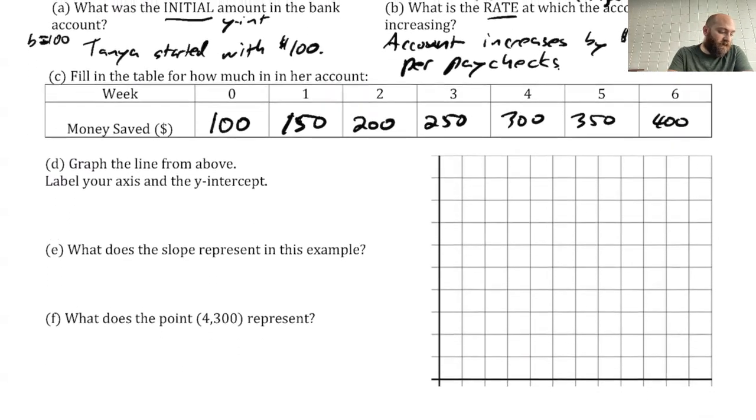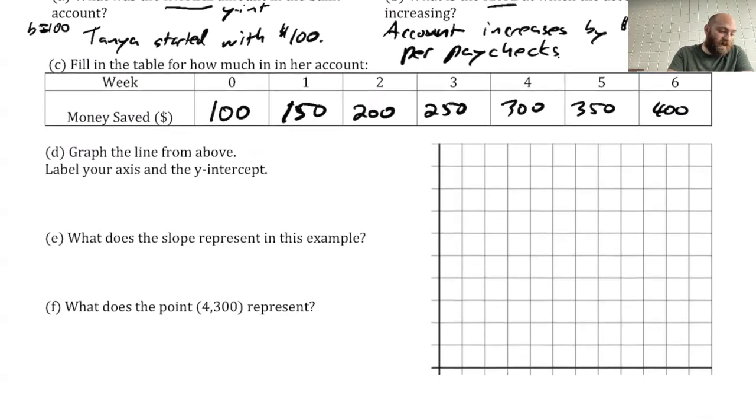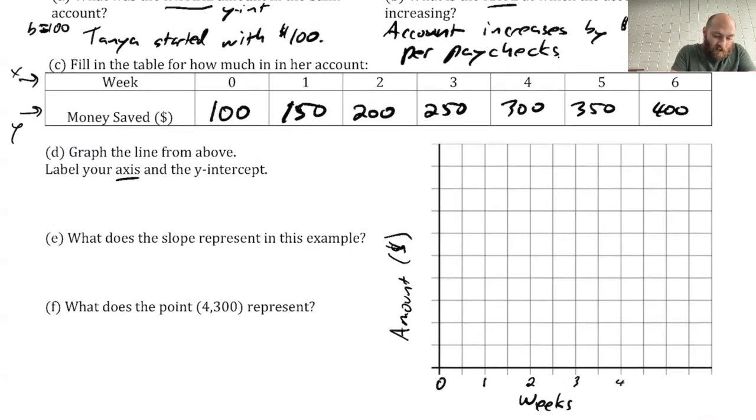All right, so graph the line from above, label your axis and y-intercept. Let's start with labeling. This is my x value, and this is going to be my y value. So we got weeks, and then I'll tilt sideways a little bit here for amount in dollars. If we start here at 0, and then we count out, we got 6 weeks on here. So I've got space to do that pretty much every 2. 1, 2, 3, 4, 5, and 6.